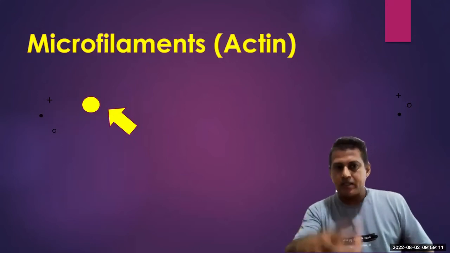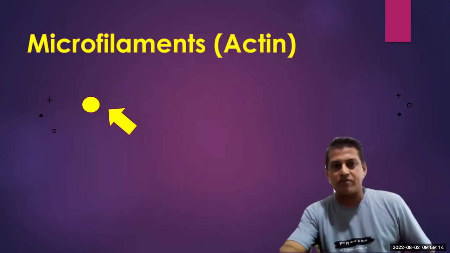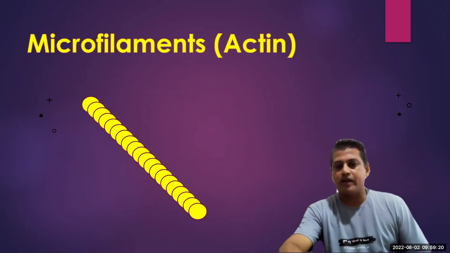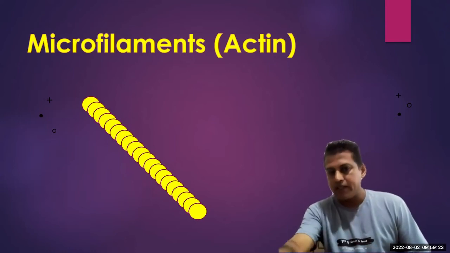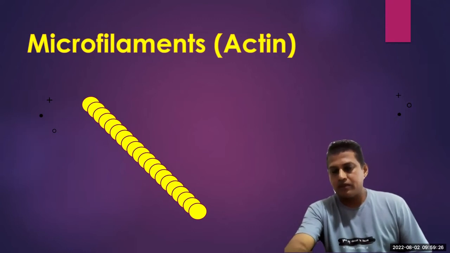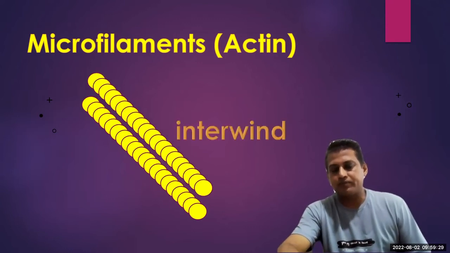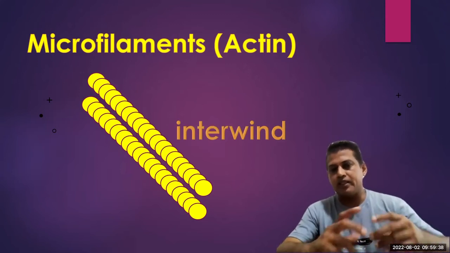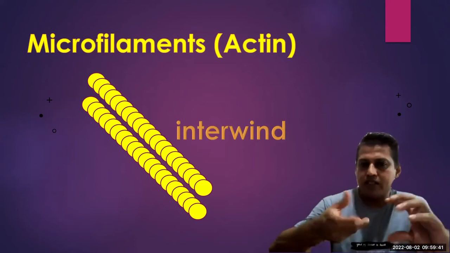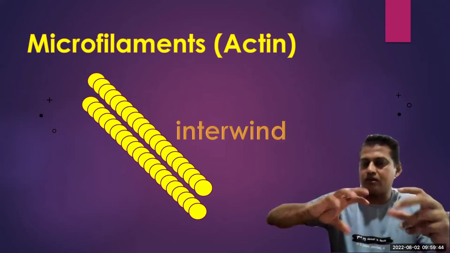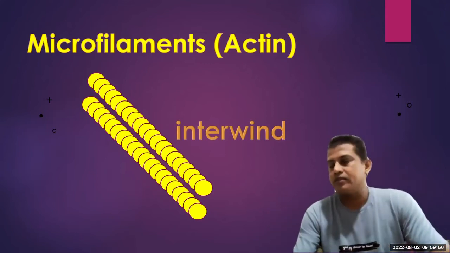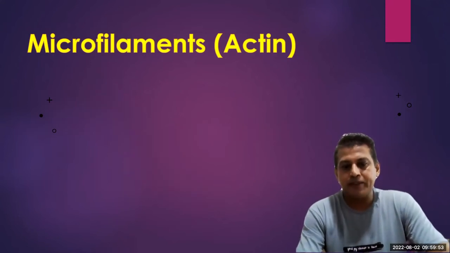So how is actin making these microfilaments? Here they line up like this. They line up, and then the second one also lines up. The second fiber is also lined up. First filament, second filament. So two filaments are then intertwined. That means they are going to wrap around each other to make the final version of the actin filament, right?